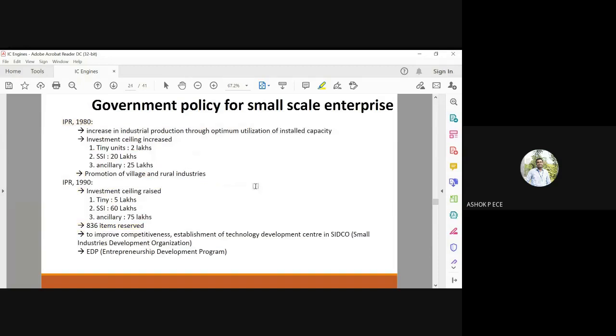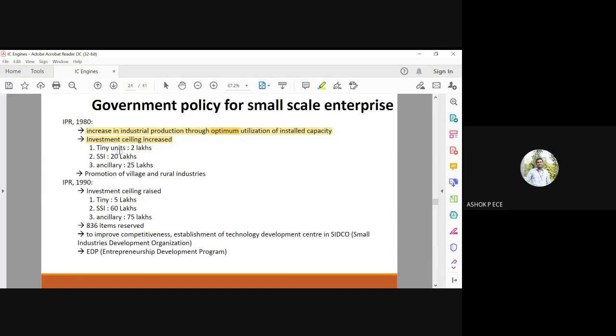In 1980, we had this amendment after 3 more years because they had seen an increase in industrial production through optimum utilization of installed capacity. So the industrial production was very much increased because everything was available: raw material was available, skilled labor was available, enough capital was available, and the government was also giving so many subsidies. So the industries were running at full optimum utilization, and the investment ceiling was increased.